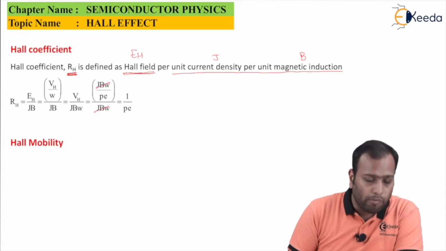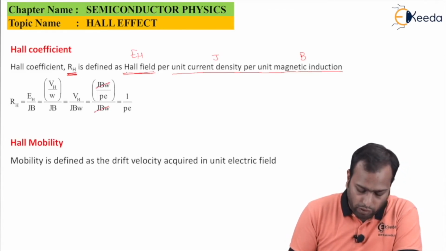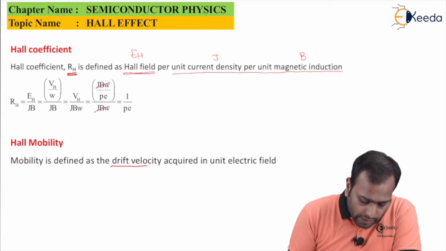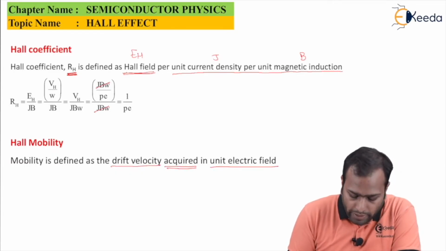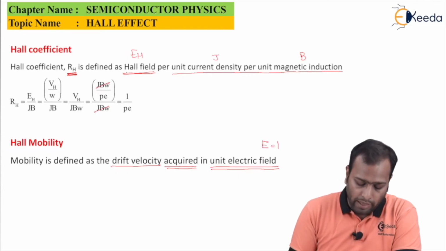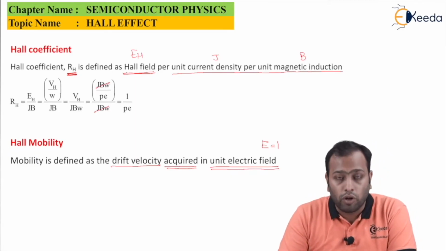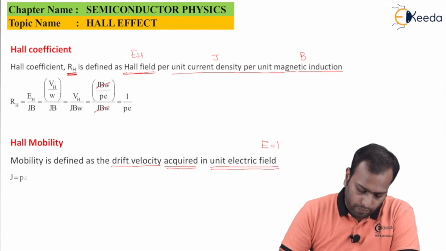Now, let's talk about Hall mobility. Mobility is defined as the drift velocity acquired in unit electric field. It's very important. You should remember this: it is the drift velocity acquired in unit electric field. It means we are taking the value of electric field as 1, and in that electric field, what is the velocity that has been acquired by the charge carriers?